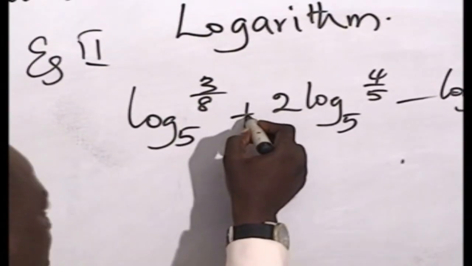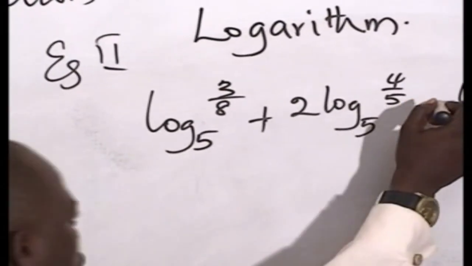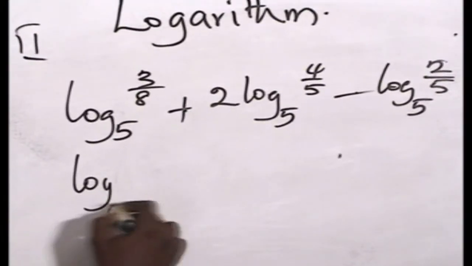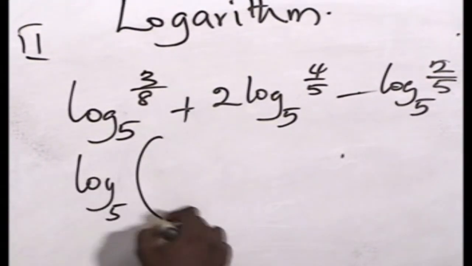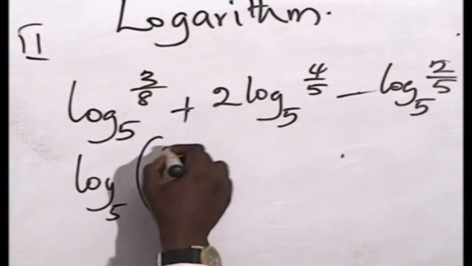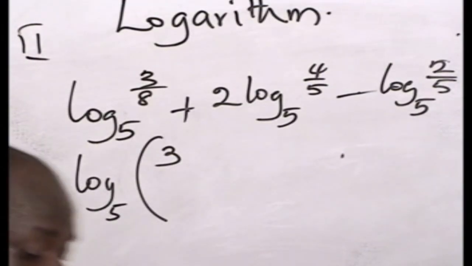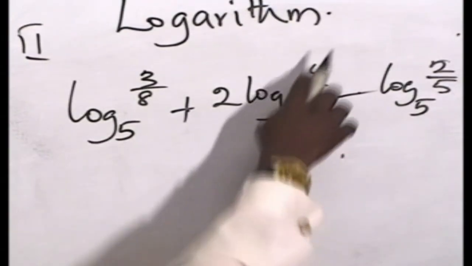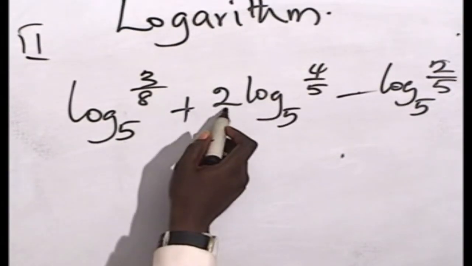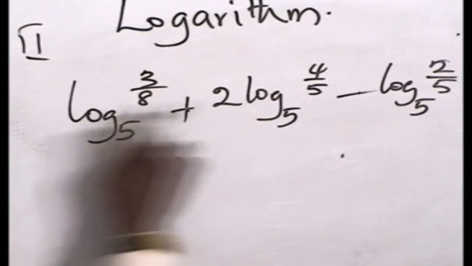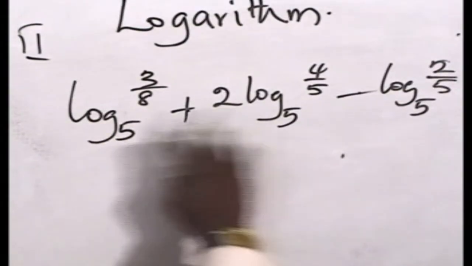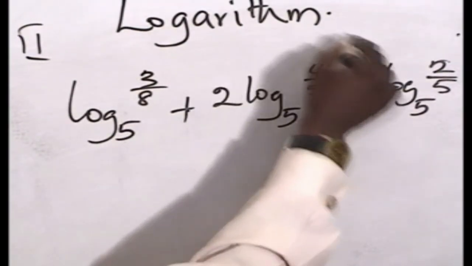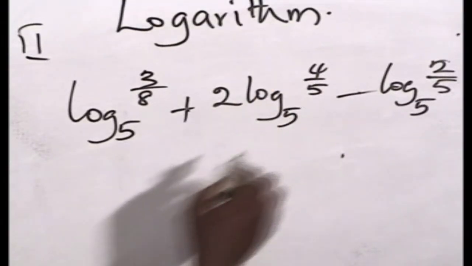When you are adding, you multiply. When you are subtracting, you divide. So we can take logarithm to the base of 5 outside, and then you open a big bracket. But before we do that, you will notice that log 4 over 5 base 5 has a coefficient. So for all of them to be in the same class, it's good that you take this coefficient back as an index of 4 over 5.